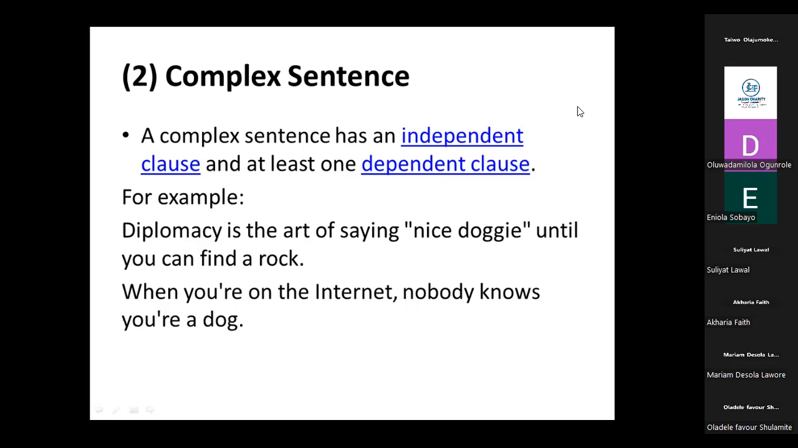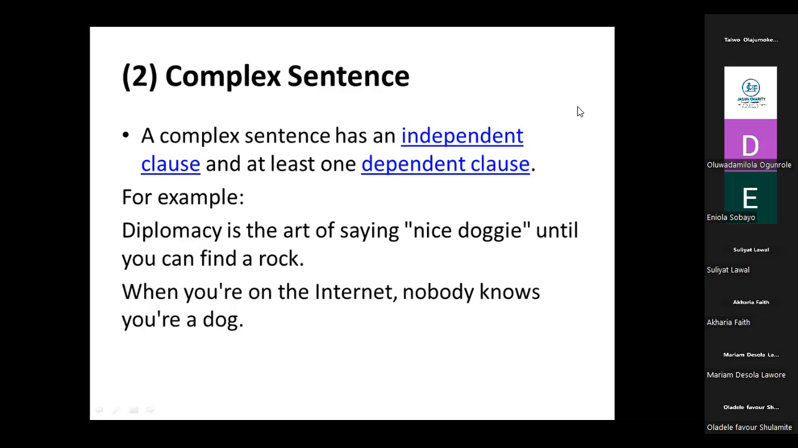Can you hear me? If you look at the first example, the main clause there is "diplomacy is the art of saying nice doggy." That is our main clause. The other part, "until you can find a rug," is a subordinate clause. Now, bringing both together, you have a complex sentence. Now, the second example, "when you are on the internet," is a subordinate clause. "Nobody knows you are a dog" is the main clause. So this is how a complex sentence is formed.